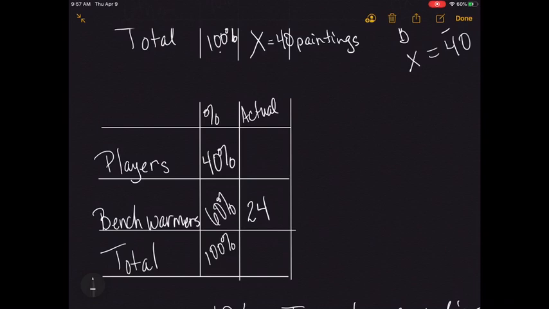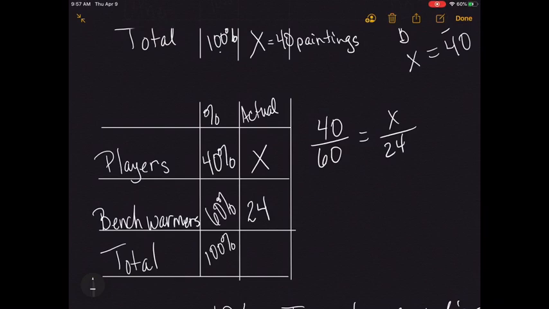The question is, how many did play? So our X goes up there. And so this time we don't even really need our total. So let's set up our proportion, because a proportion is when you have equal ratios, right? So we have 40 over 60 equals X over 24.